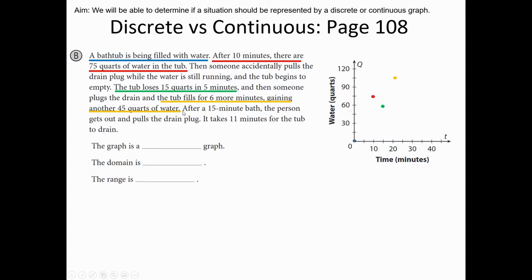After a 15-minute bath, the person gets out and pulls the drain plug. So if I jump 15 minutes ahead, guys, does anything happen in between here? Nothing happens, right? Because for 15 minutes of bathing, then they pull the plug. So at this point, that's when they pull the plug. So I'm going to keep a dot right here, a point. And then look at the next part. It says it takes 11 minutes for the tub to drain. So at this point, I should go forward by 11 and go all the way down.